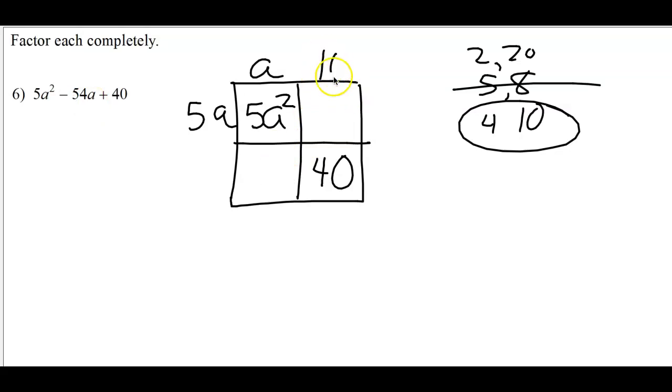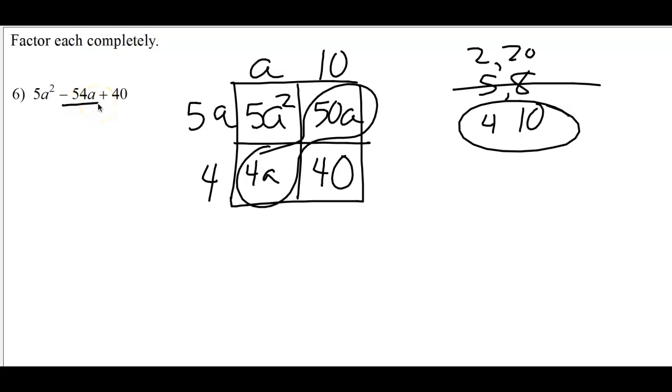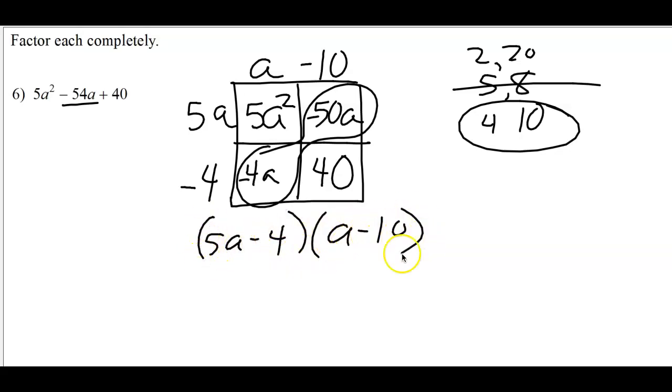I'm going to put the 10 up here this time and the 4 here. So that's going to be 50a, and that's going to be 4a. And now we do get 54. It's not the right sign, though. That's a positive 54. We want negative, but that's an easy fix. All you have to do is change the signs on both of the numbers, and you've got it. So there we have it. We have 5a minus 4 times a minus 10.